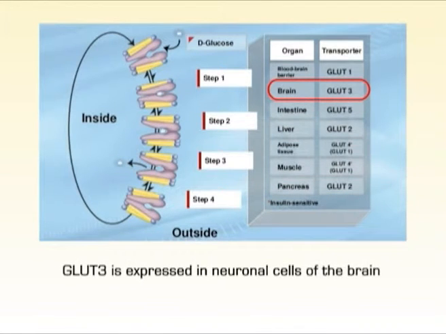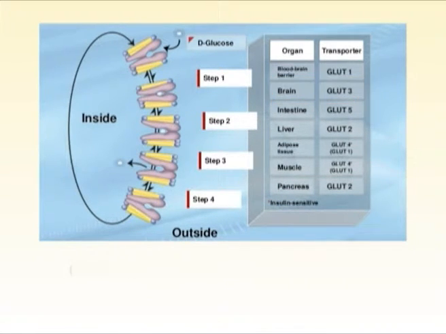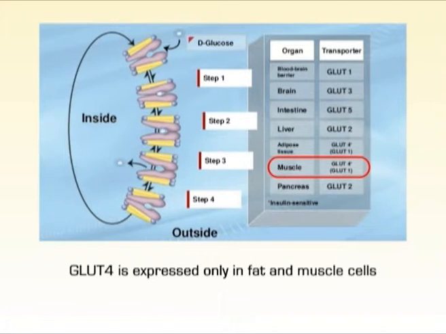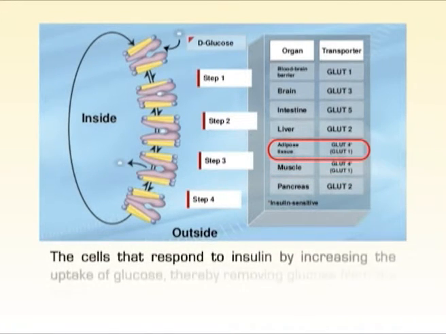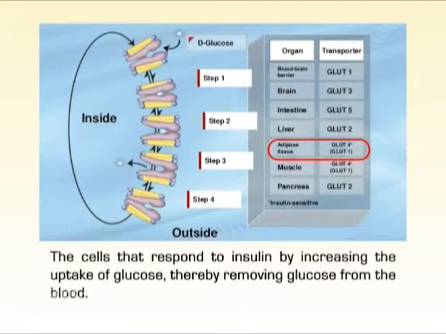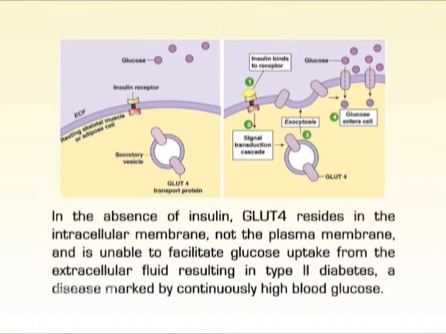GLUT3 is expressed in neuronal cells of the brain. GLUT4 is expressed only in fat and muscle cells, the cells that respond to insulin by increasing the uptake of glucose, thereby removing glucose from the blood. In the absence of insulin, GLUT4 resides in the intracellular membrane, not the plasma membrane, and is unable to facilitate glucose uptake from the extracellular fluid, resulting in type 2 diabetes, a disease marked by continuously high blood glucose.